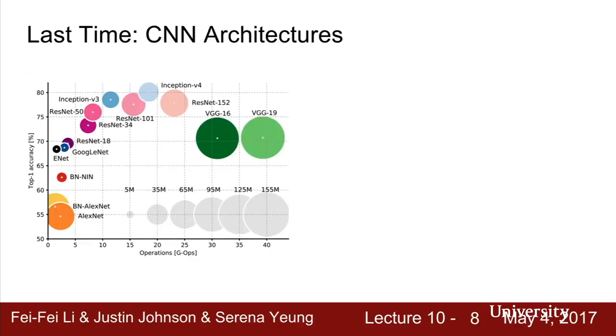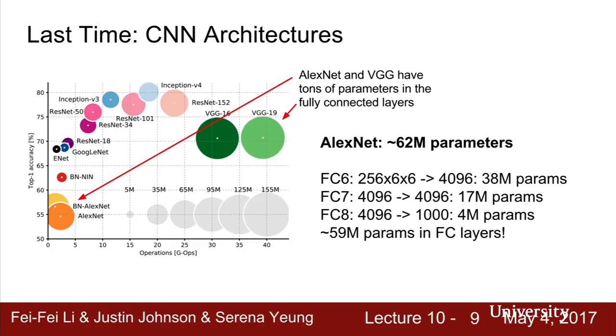We also saw this nice plot of performance comparing the number of flops versus the number of parameters versus the runtime of these various models. And there are some interesting characteristics that you can dive in and see from this plot. One idea is that VGG and AlexNet have a huge number of parameters. And these parameters actually come almost entirely from the fully connected layers of the models. So AlexNet has roughly 62 million parameters.